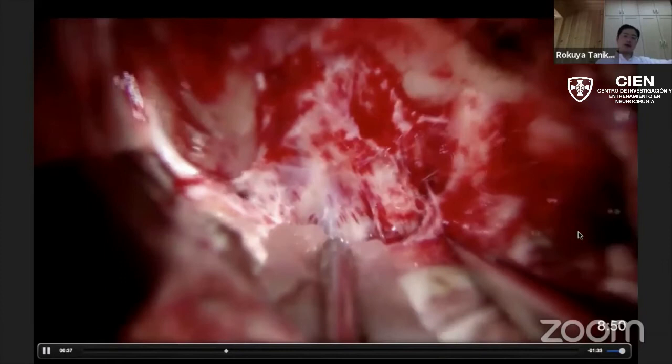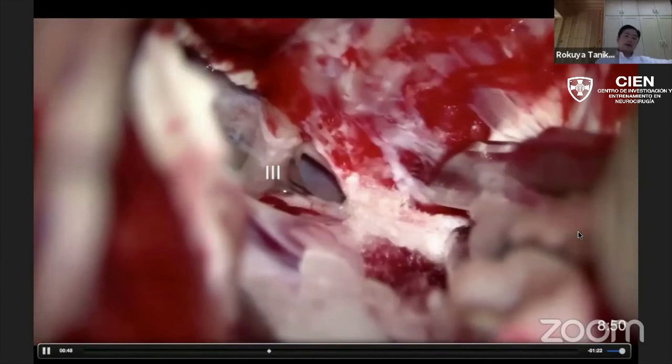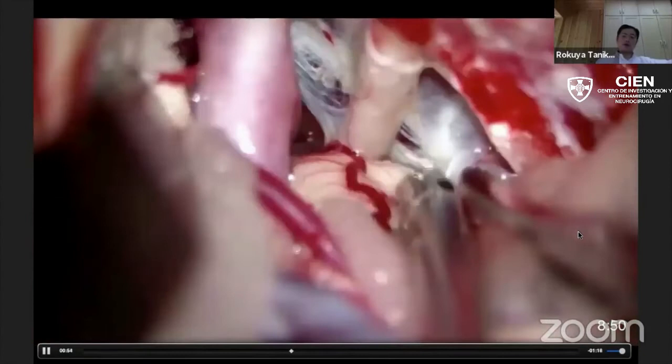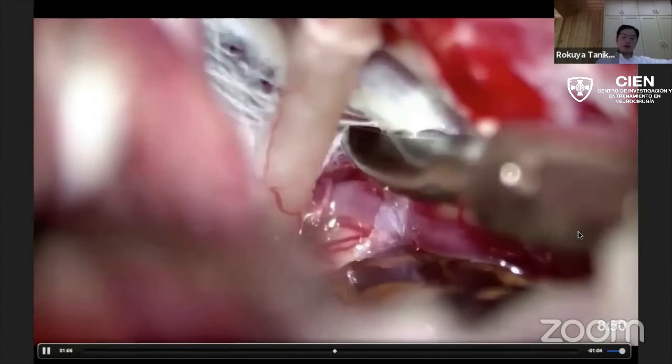This is a cavernous dissection. The anterolateral triangle between V1 and V2 is exposed. And this is the oculomotor nerve, and the oculomotor foramen is still preserved. And here the fourth nerve is exposed. The membrane lateral to the oculomotor, medial to the fourth nerve, is open, and P2 and the SCA are exposed.